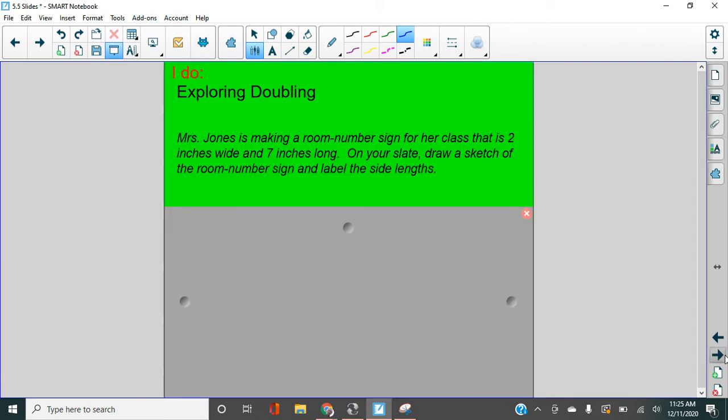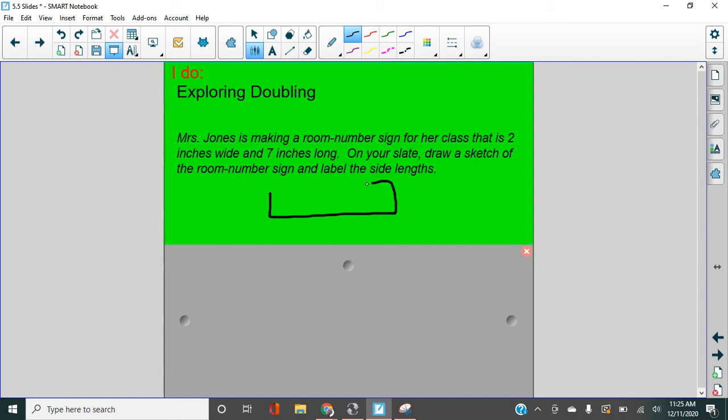All right, let's do some more doubling here. I know this says I do, but you're probably going to help me with some of it. Mrs. Jones is making a room number sign for her class that is 2 inches wide and 7 inches long. Okay, we're going to draw a sketch of that. 2 inches wide, so that's not very wide, and 7 inches long. This is what her sign looks like. And let's label the sides, right? This is 7 and this is 2.